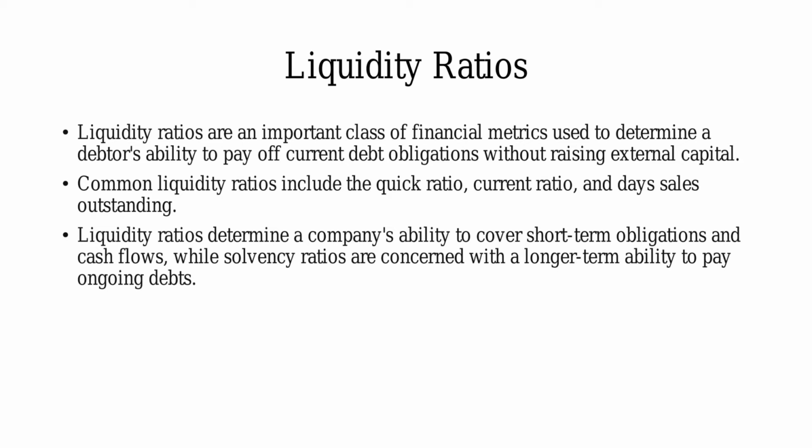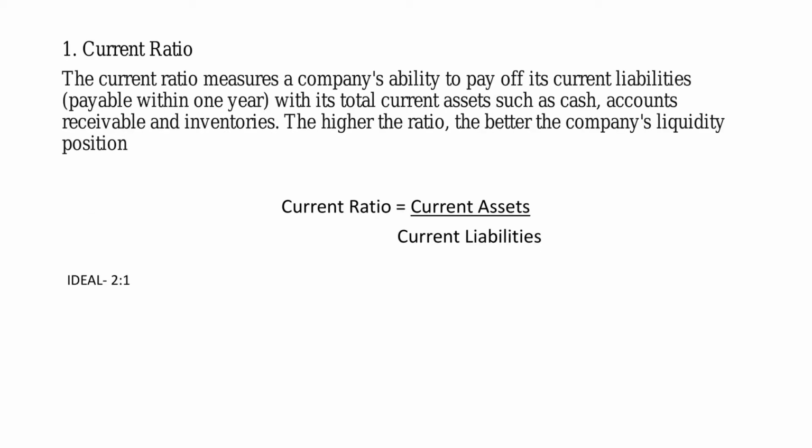So firstly, what is liquidity? सो अगर हम बात करें लिक्विडिटी की तो it is the ability to convert the assets into cash quickly, and they are most useful when they are used in a comparative form. So liquidity ratios are an important class of financial metrics used to determine a debtor's ability to pay off its current debt obligations. So the higher the liquidity ratio, the more likely is the company to pay its short term liabilities. Now, under liquidity ratio, the first and the most important ratio is current ratio.